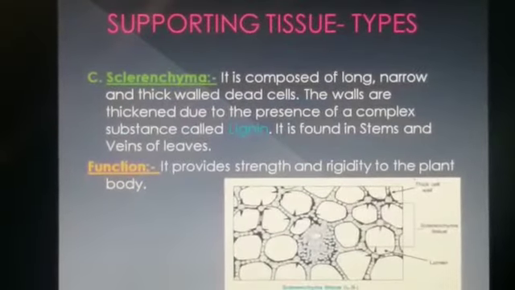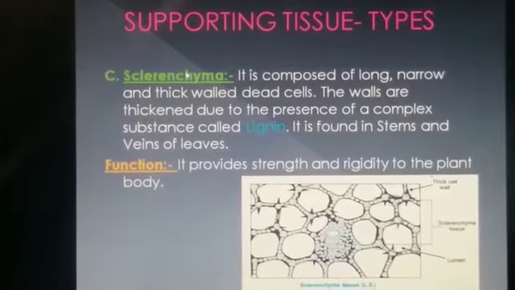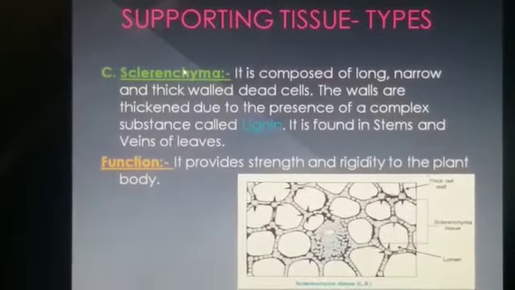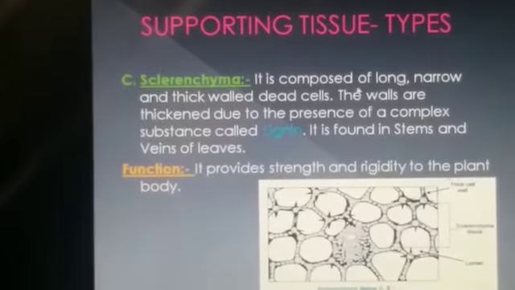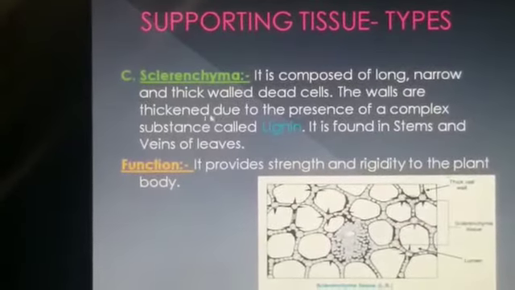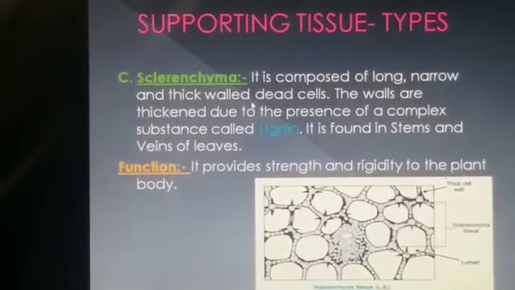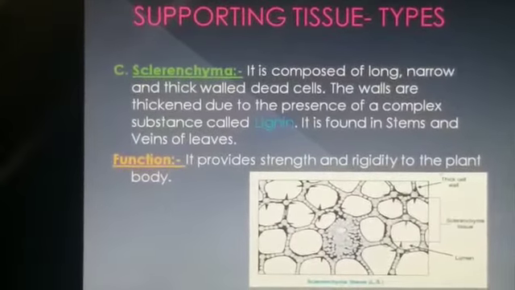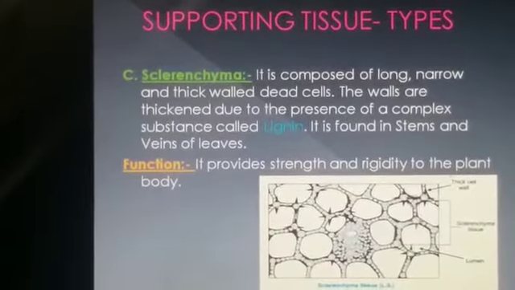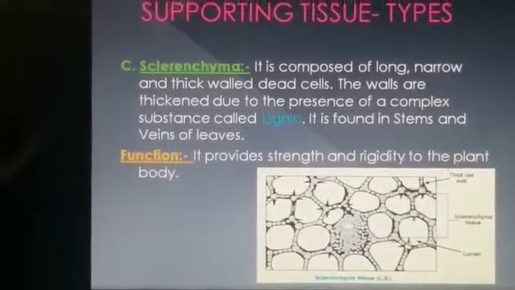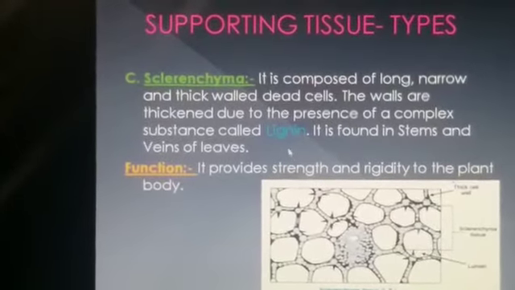Now the third type of supporting tissue is sclerenchyma. How will you pronounce sclerenchyma? Sclerenchyma is composed of long, narrow and thick-walled dead cells. They are not living cells like parenchyma and collenchyma. They are dead cells. The walls are thickened due to presence of a complex substance called lignin.